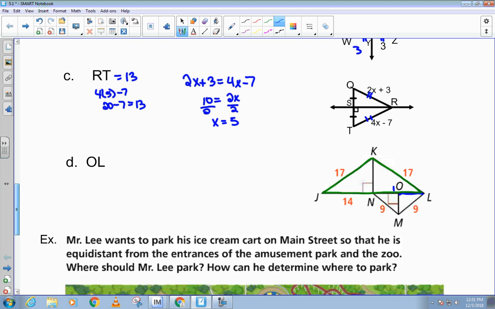So if JN is 14, what's NL? It's 14. Now, let's look at this triangle. It's also an isosceles triangle, right? So that means that this right here is the what? QN bisects. It's the perpendicular bisector. So that means each one of these parts is going to be what? Half. So OL is going to be 7.